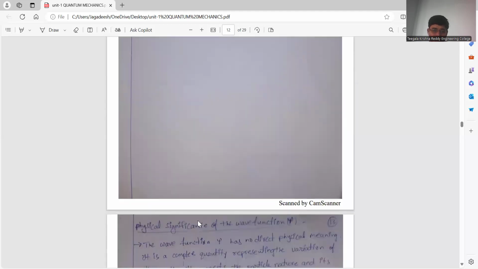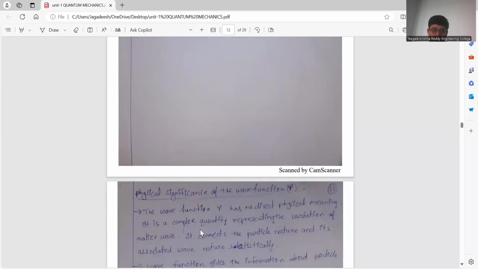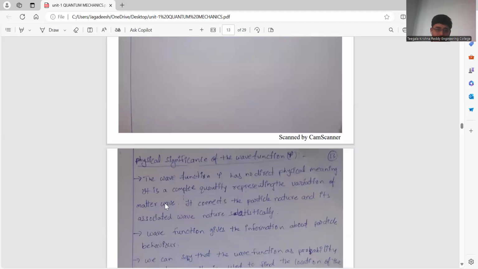Then the next topic is the physical significance of the wave function. What is the physical significance of the wave function? The wave function has no direct physical meaning. It is a complex quantity, representing the variation of the matter wave.